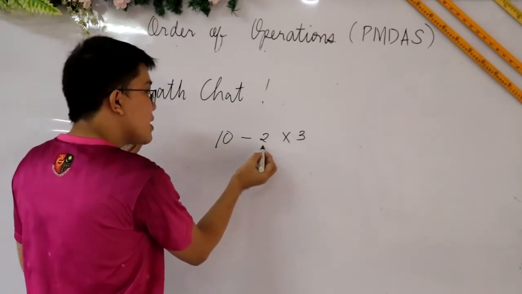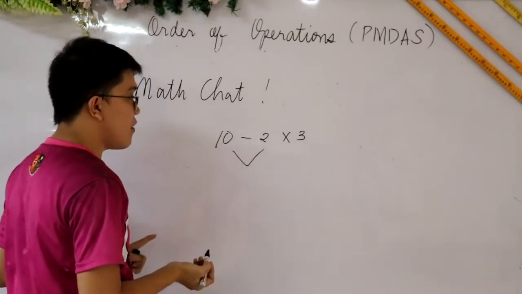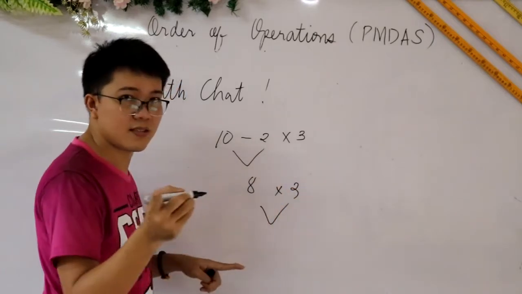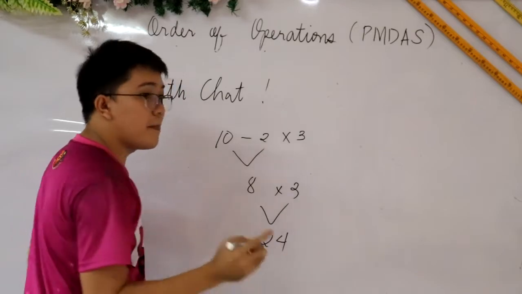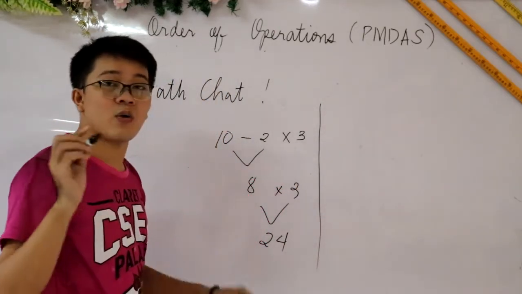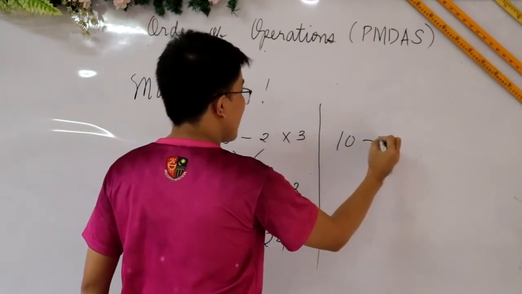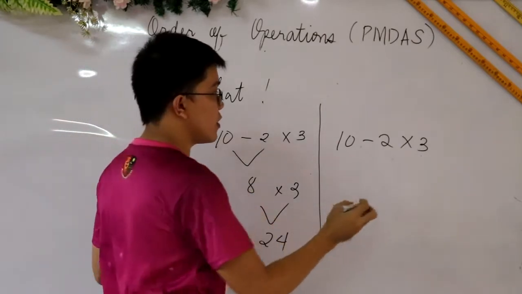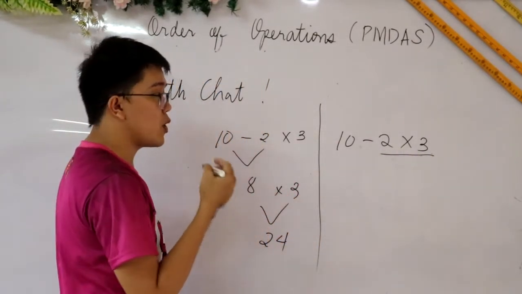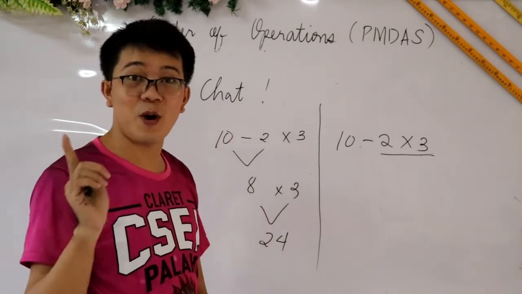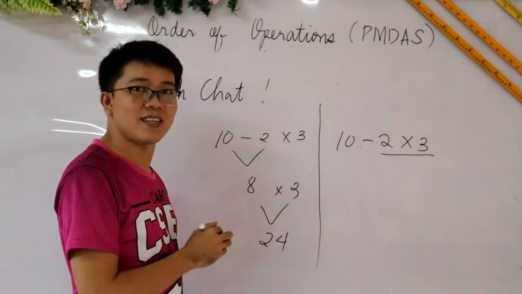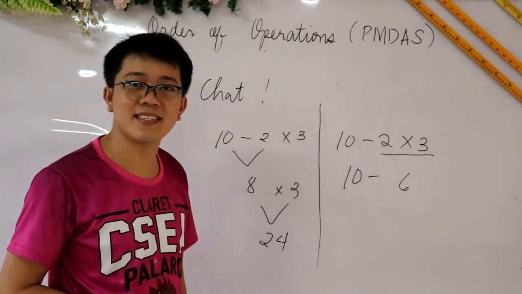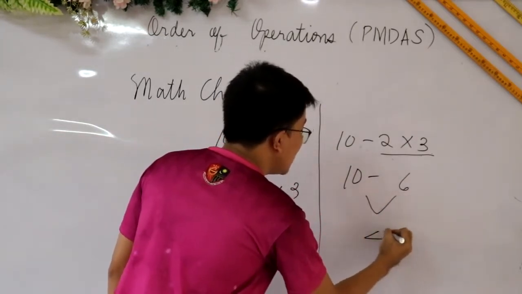If I subtract first, without following the order of operations, then 10 minus 2 is 8, times 3. That will give me what? Very good, it's 24. But with the correct order of operations, with the same expression, it will give us the correct answer, which means we have to multiply first before we subtract, because multiplication comes before subtraction. So what is 2 times 3? Correct, it's 6. Bring down 10. Now what is 10 minus 6? Definitely it's 4.